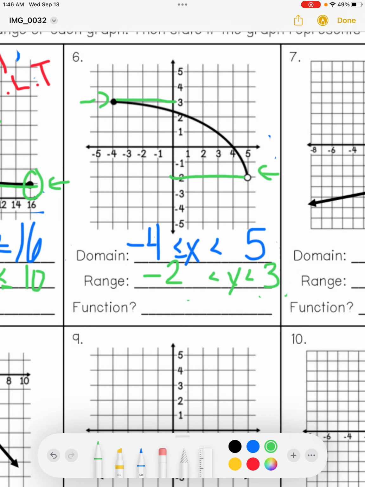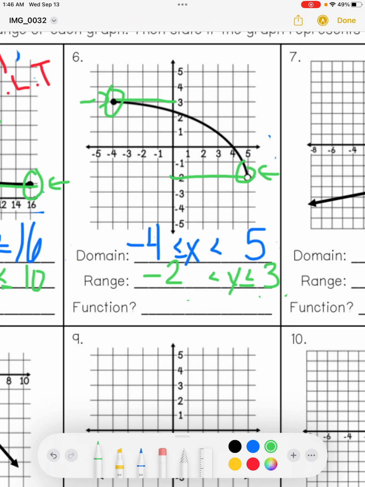Now again, before we move on, we have to see, do we add any equals to on our range? So if I look at my bottom value, is it shaded in? No, it is not. So we're going to leave that as just -2 is less than y. We don't have to add an equals to. But for the top, that point is shaded in, so we will add an equals to for the y equals 3. All right, and there's your domain and range.